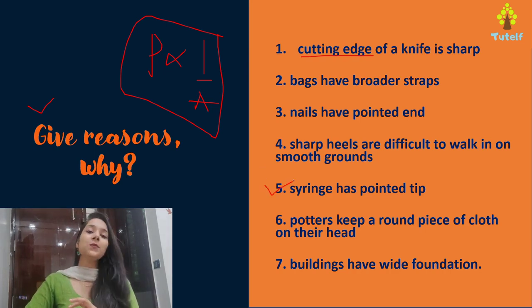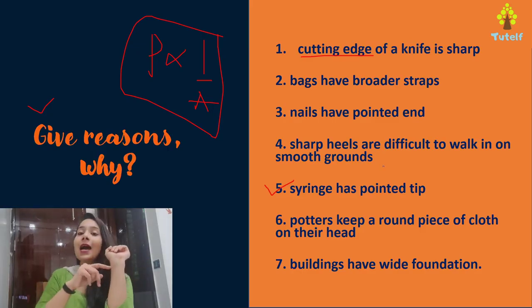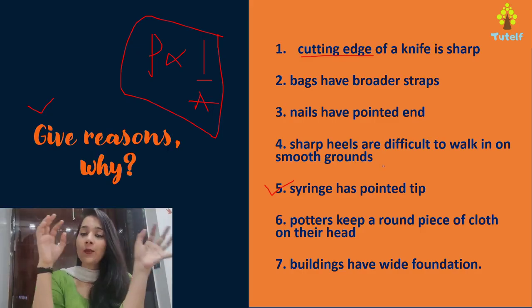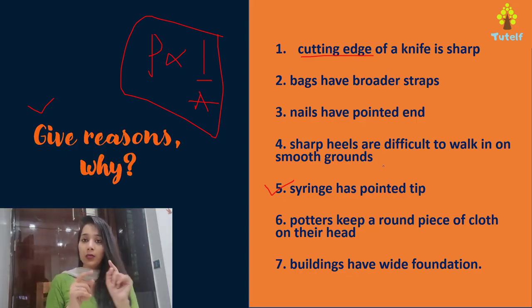Next, syringe has pointed tip. A syringe is basically the needle that goes in when you go to the doctor. Since it has to go inside your hand or any body part, it needs to be pointed, because then the pressure applied would be more since the area will be less. Now, why is it so? Because we know that area is inversely proportional to pressure, right?